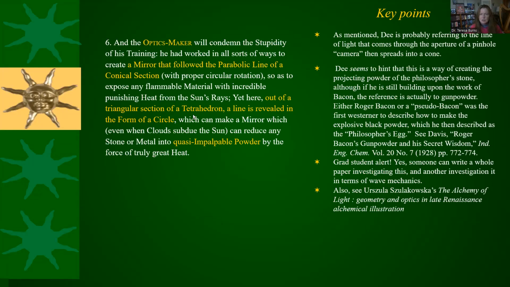A triangular section of a tetrahedron, that's one of the Platonic forms. It's the first and most simple one, actually, and it is associated with fire. James Egan, who finds similarities between Dee's geometry and the geometry of Buckminster Fuller, would have a lot to say about this tetrahedron and, say, Buckminster Fuller's idea of a tetrapump and so on.